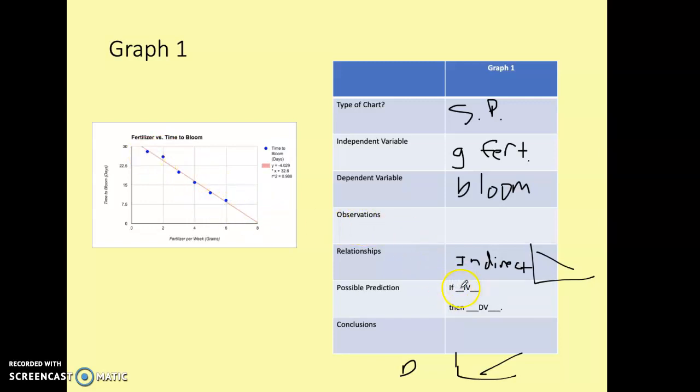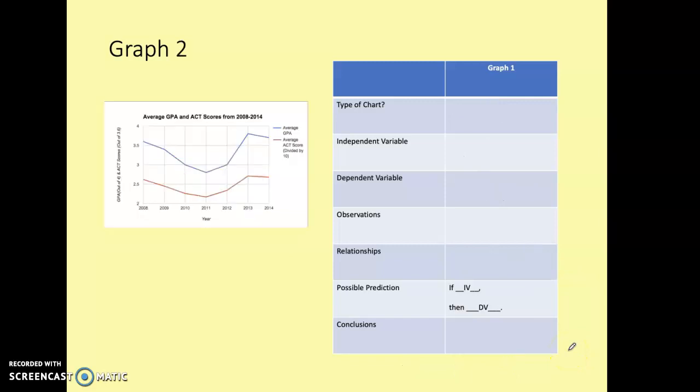So what we're saying, possible prediction, if, say something about your independent variable, if you increase the amount of fertilizer per week, then your time to bloom goes down. Okay, so conclusions, fertilizer is really important for bloom time. Those are the types of conclusions that you can draw from the data.